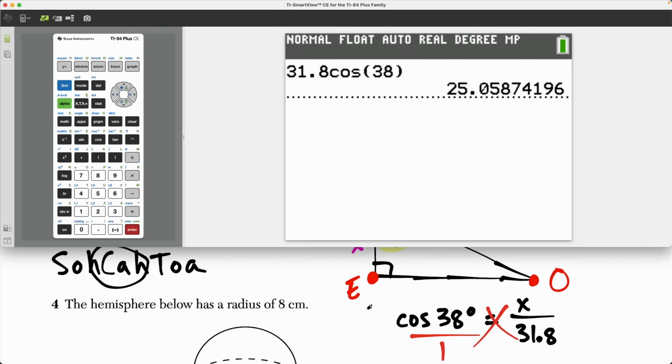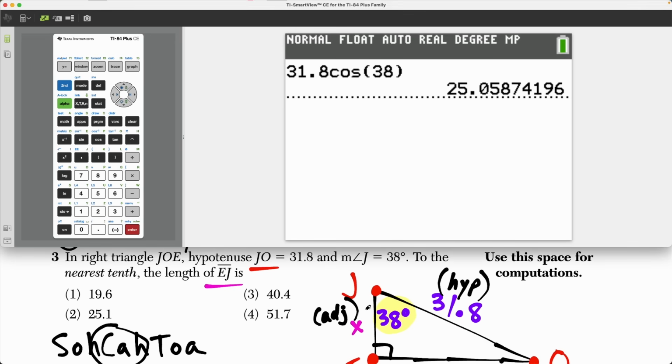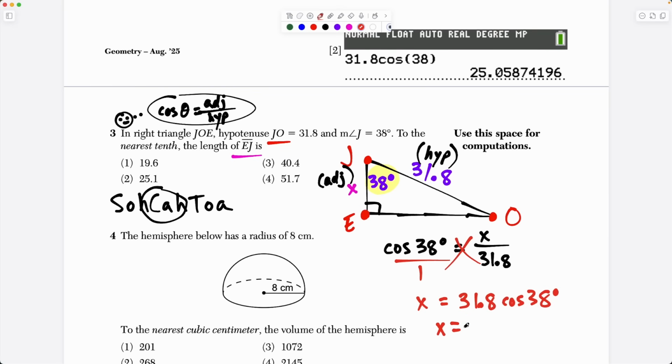And the question told us to round to the nearest tenth. And this number here is going to round to 25.1. So x equals, and rounding to the nearest tenth, you look over to the tenths place, which is immediately to the right of the decimal. We have a 0. To the right is a 5, so we're going to round up here and say x, once again, equals 25.1. Choice 2 is our answer.